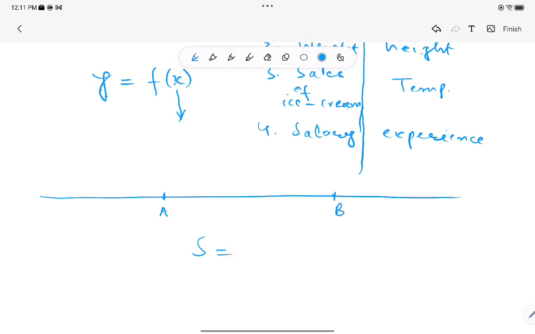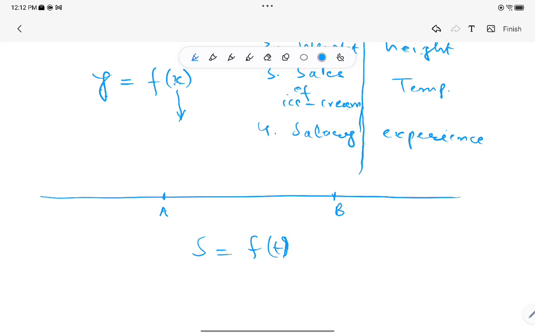How much distance does the car cover? That depends upon the time taken by the car. If the car moves at a given speed, if the car moves for more time, it will cover more distance. If the car moves for less time, it will cover less distance. The same is expressed by this S. Distance traveled by the car is equal to f(t).